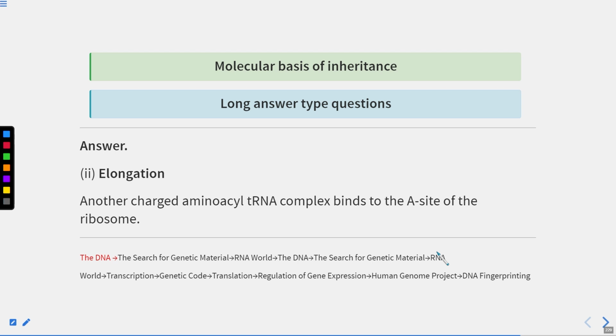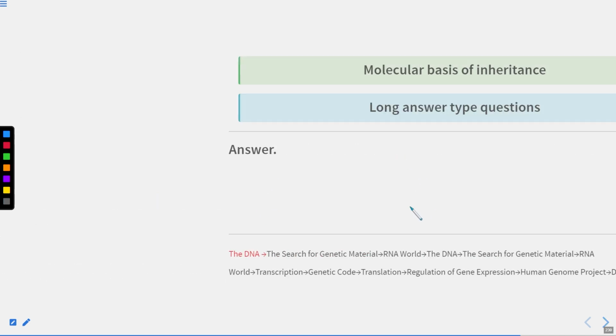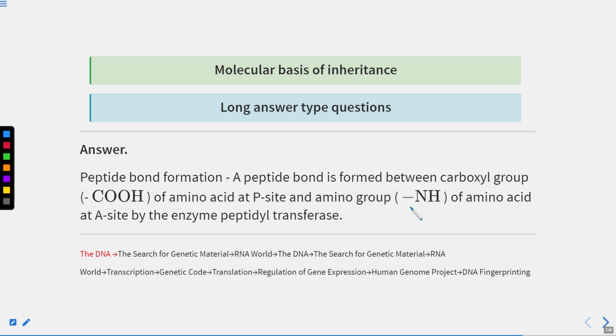Now the next step is elongation. Now in elongation what happens? Another charged aminoacyl transfer RNA complex binds to the A site. So initially the first transfer RNA, which is known as the methionine transfer RNA, will attach itself to the P site because the initiation codon is present in the P site. Now the second charged aminoacyl transfer RNA, which is carrying the second amino acid along with it, binds to the A site of the ribosome.